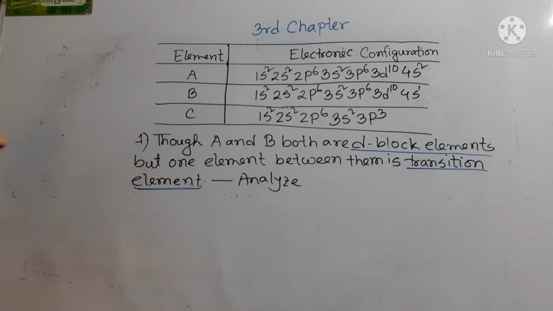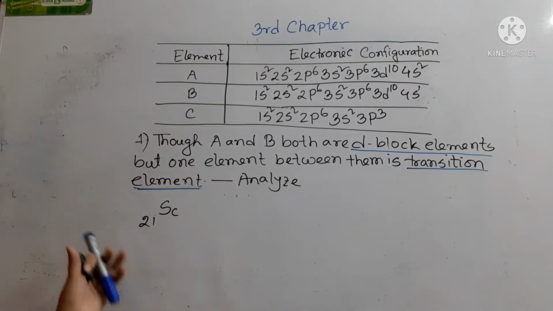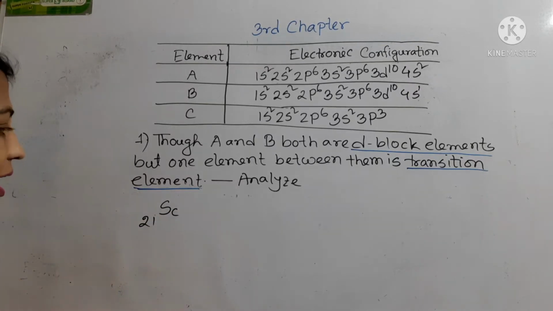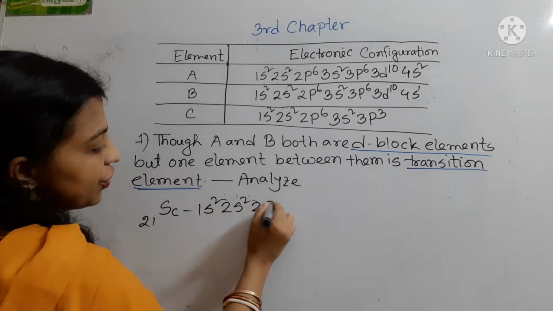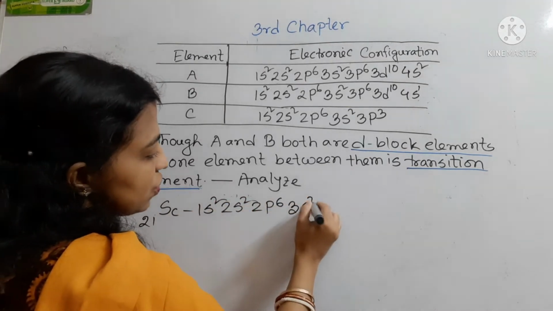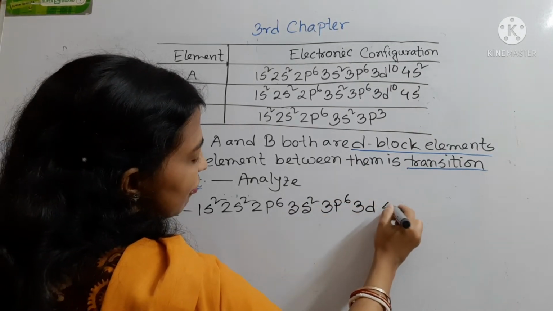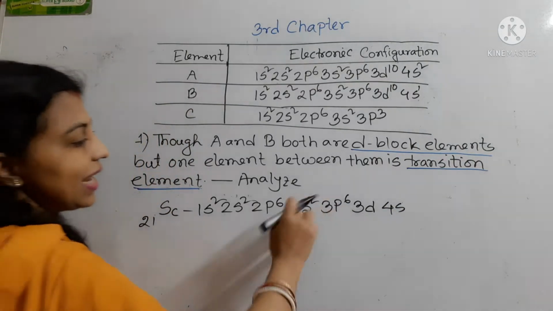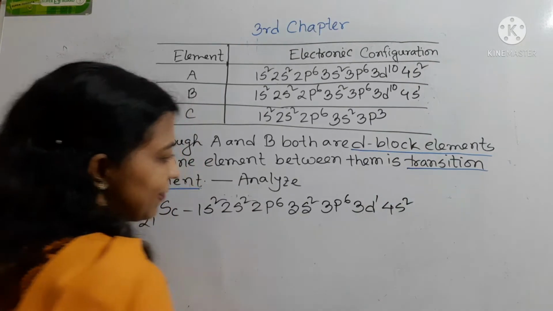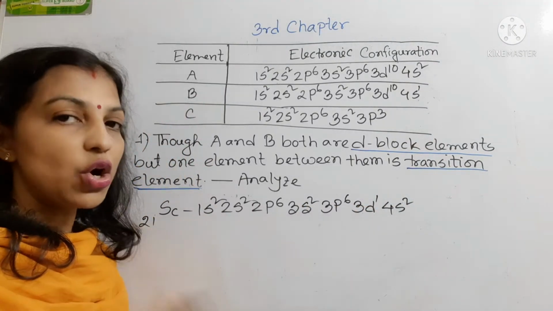Now let's discuss this by giving an example. Students, just have a look at this element. This is scandium. Its atomic number is 21. Electronic configuration is 1s2, 2s2, 2p6, 3s2, 3p6, 3d, 4s. Electrons first enter the 4s orbital. As there are 18 electrons, so 19, 20 and 21. That means its last electron enters the d orbital. So it is a d block element.